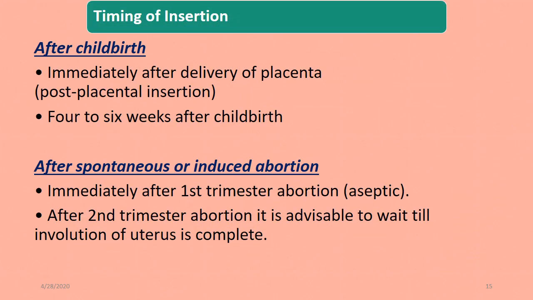Then timing of insertion after childbirth: immediately after delivery of the placenta, which is post-placental insertion, or 4 to 6 weeks after childbirth. After spontaneous or induced abortion in the first trimester it can be inserted; after a second trimester abortion it is advisable to wait till involution of the uterus is complete.